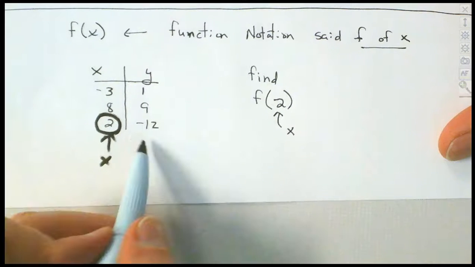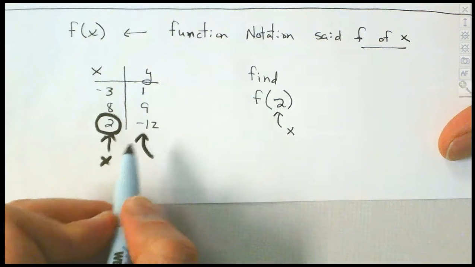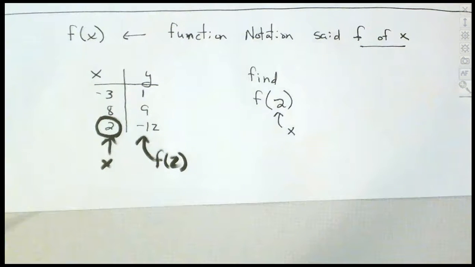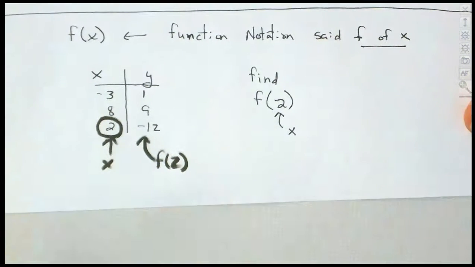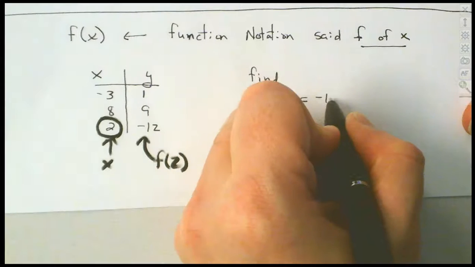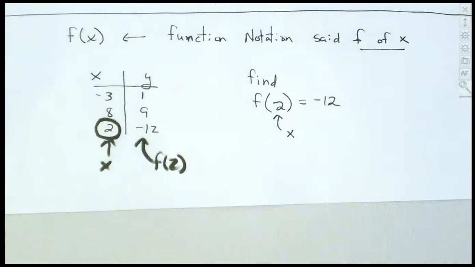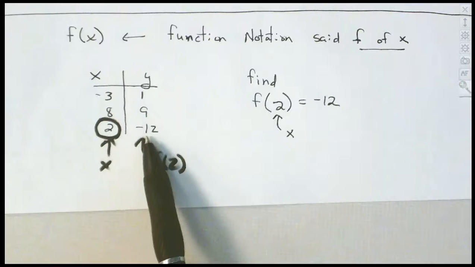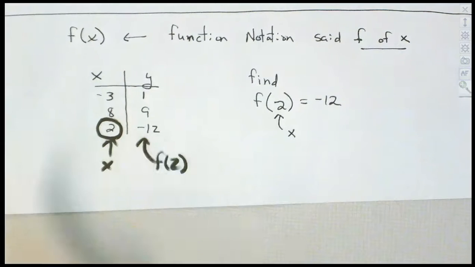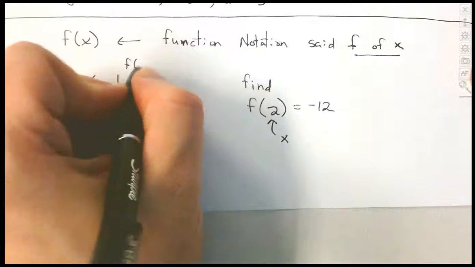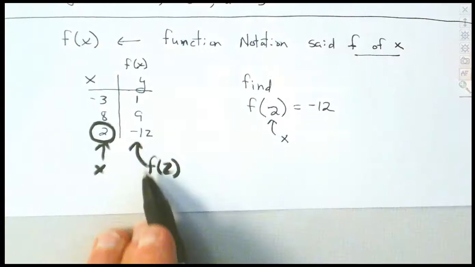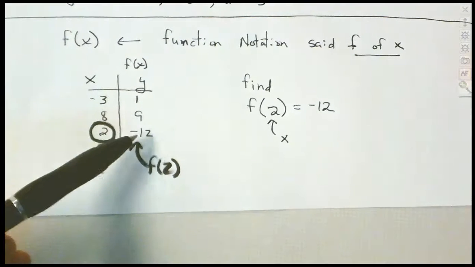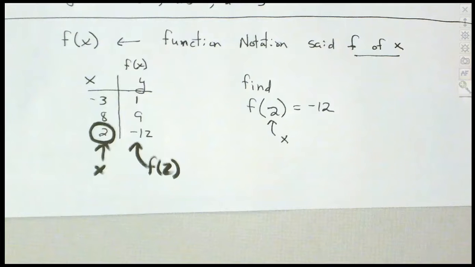So then what would f of 2 be? That's going to be right here, and f of 2 would be what? From our table, f of 2 would be negative 12, right? We find our x value, goes here, and what comes out is the y value. This is x, and this is f of x or y over here. So you find your x value, you look it up in the table, and you find the corresponding y value.